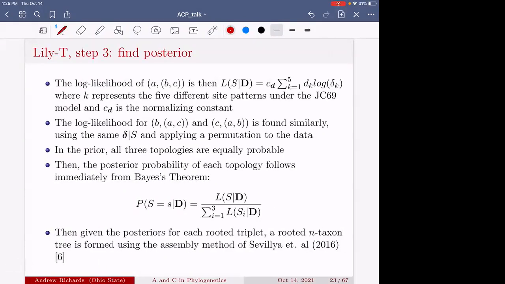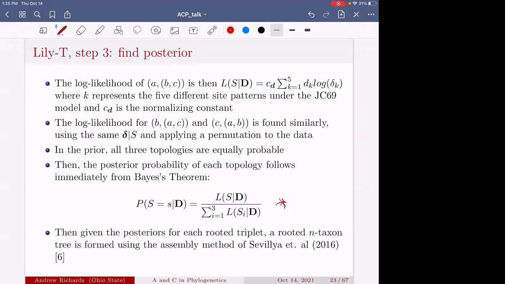All right. So then the third step is given these site pattern probabilities, we can find the log likelihood of the topology given the data. And if we say each of the 3 possible 3 taxon topologies are equally probable in the prior, then the posterior is just the likelihood of one tree over the likelihood of all trees. So given by this equation here.